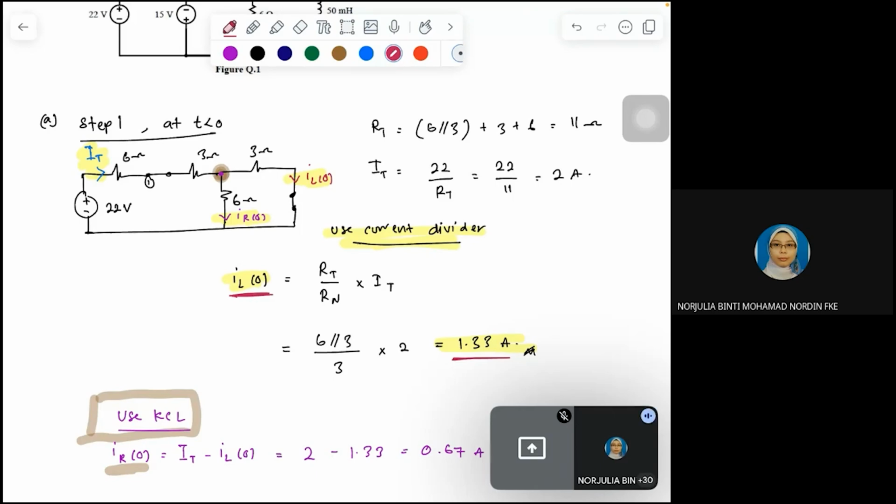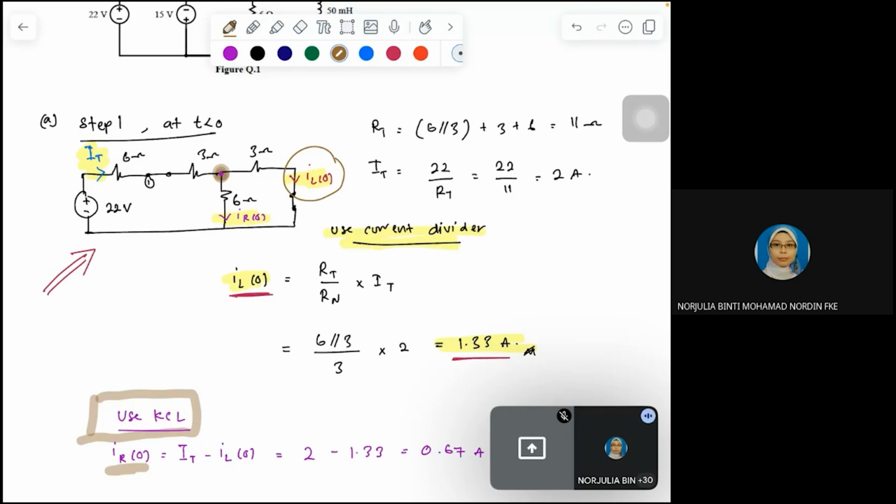Okay, so from where did I get the 1.33 amps? It's based on this circuit. From this circuit, this is the value that I want to calculate, IL. So from there, we apply our Ohm's law as well as the current divider, and then we will find that our IL initial, or initial inductor current, is 1.33 amps.